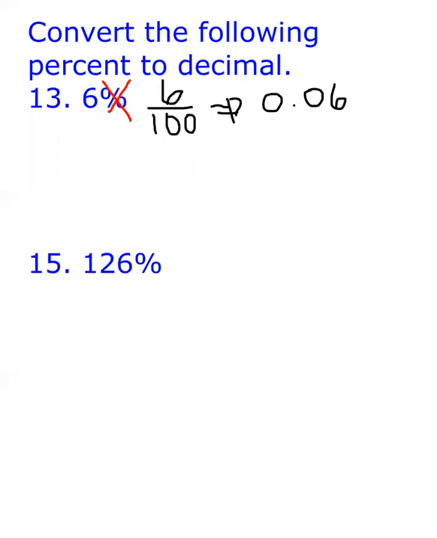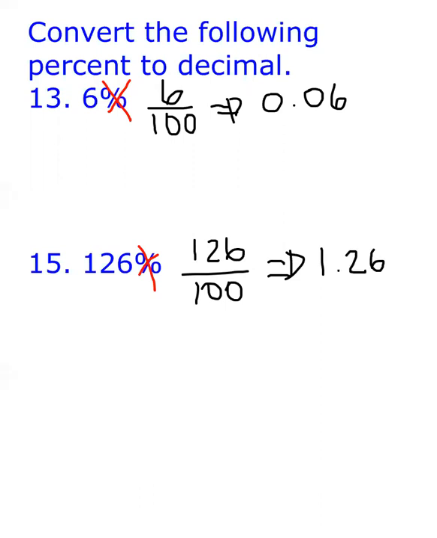And so number 15, again, so we said the same thing. Get rid of that percent, convert it into a fraction first. So 126 divided by 100. And then plug it into our calculator and we get 1.26. Okay. And let's move to the next section, and we're almost done with 2.2.